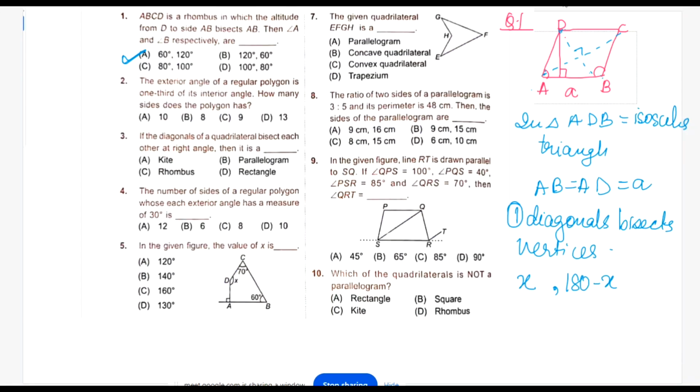You got it, beta? Rhombus is bisecting all the diagonals at 90 degree, right? The number of sides of a regular polygon whose each exterior angle has a measure of 30 degree. Tell me which one it will be the answer.